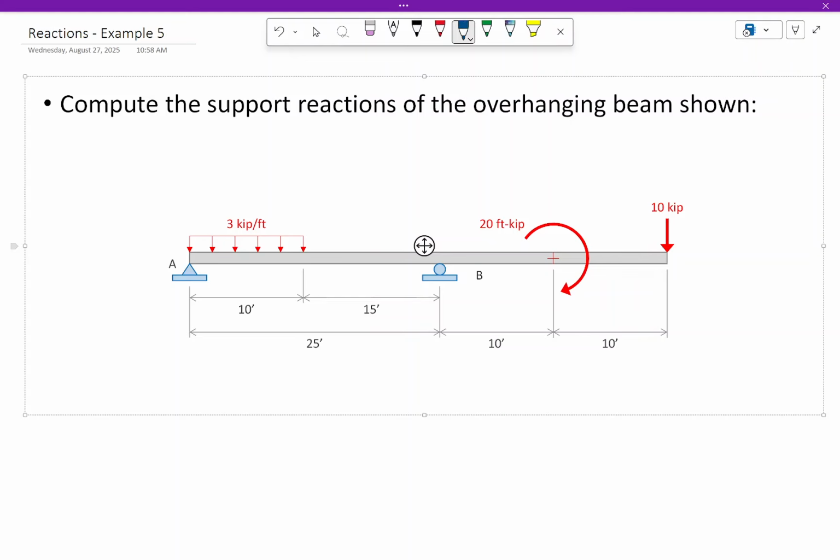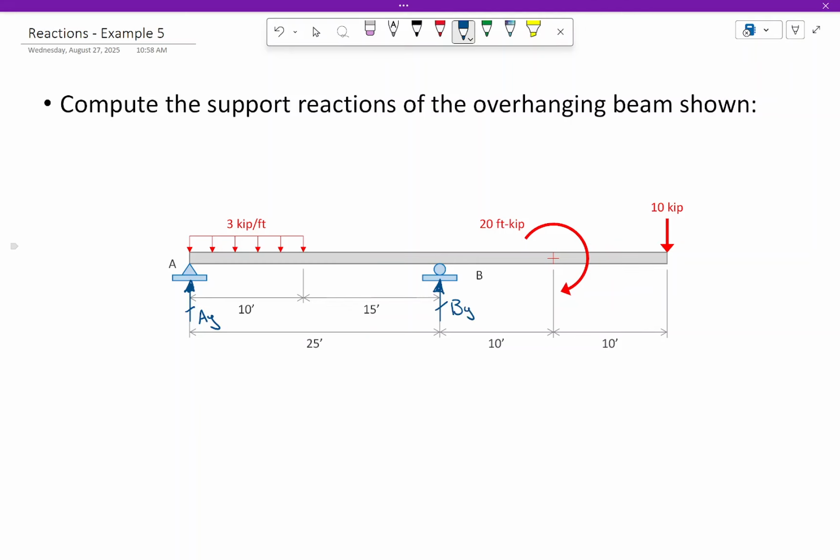I'm going to put this reaction there, put this reaction here, and we'll just assume they're both upward. We'll put a horizontal reaction right here. We'll talk about that in a second. We'll just assume it acts to the right.